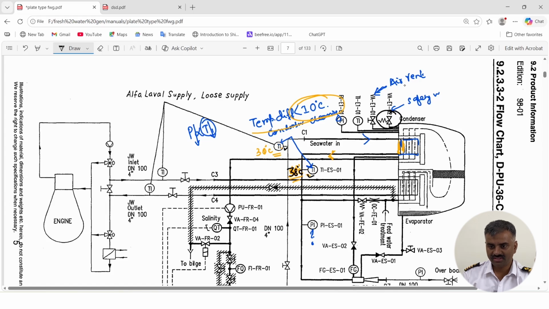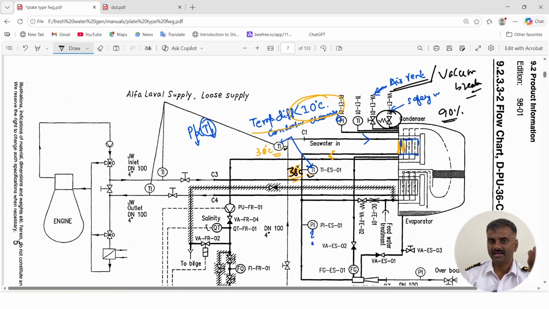Then you have the air vent. The air vent, or the vacuum breaker as we call it, is also a very important component over here. When you have vacuum of say 90%, even while the freshwater generator is running, the vacuum breaker should be closed. When you stop the freshwater generator you have to open the vacuum breaker, or the vent, so that the air comes in and the chamber comes to atmospheric pressure.